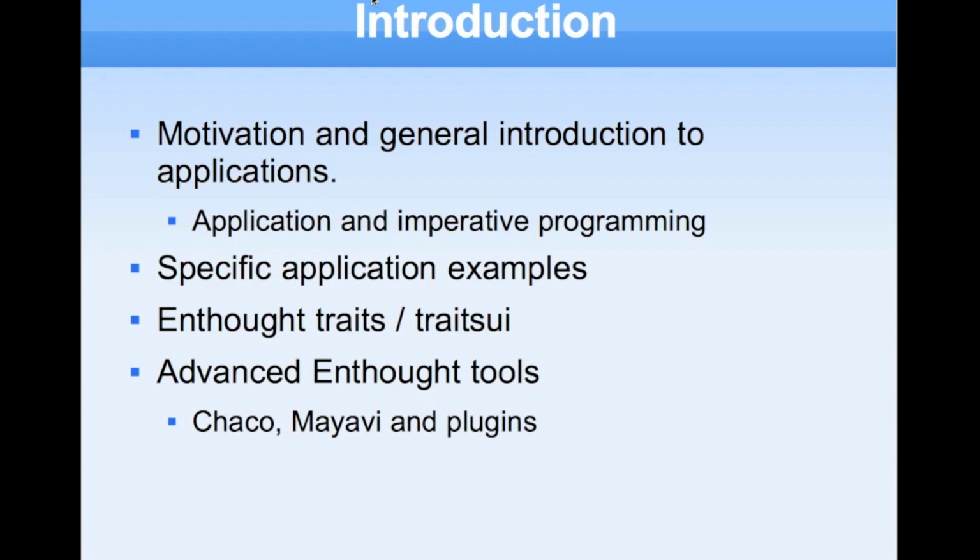Alright. So first we're going to introduce some motivation for applications and why you would want to use applications. If you don't need this motivation, you can skip ahead about 10 minutes. We're going to give some application examples and why it's difficult to build them given the standard library in Python. Then we're going to introduce Enthought traits and traitsui as some basic tools for application development, and after that we're going to show some advanced application tools for plotting and other features.